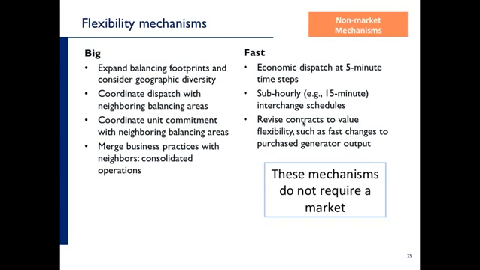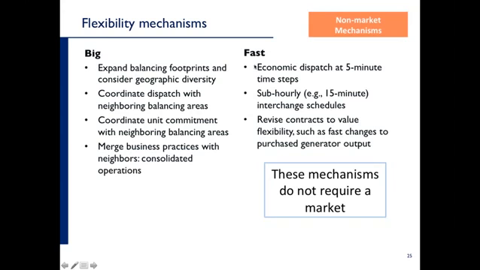I may want to coordinate not only just the dispatch, I may also want to coordinate unit commitment. And this can all be done without any mergers of business. It can all be done without a market. You may need some sort of a contract to spell out who does what, but essentially there's no requirement for a market. And of course, you could merge business practices. We could actually have a merger of two or more organizations into a single organization, but again, that would not require a market. So there are a couple of ways in which we could expand the size of the balancing region.